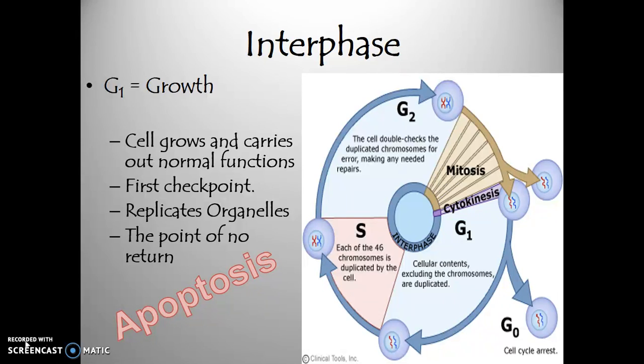Okay? So this checkpoint is the point of no return. The cell will either finish the process of division or it will go through apoptosis and die. There's no going backwards from here.